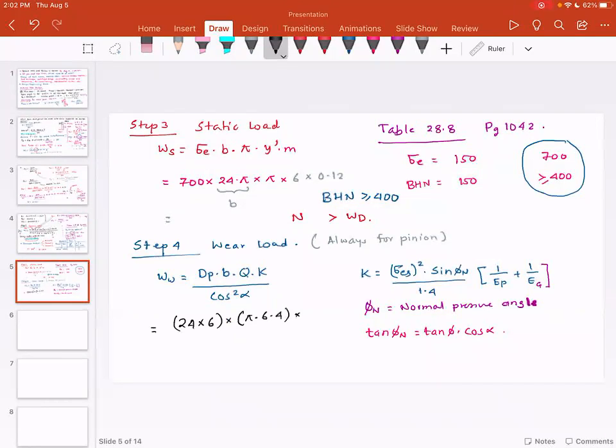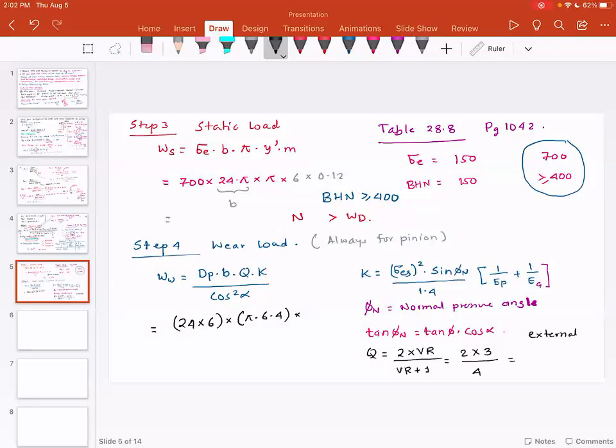Now the Q value, Q is the ratio factor, and depending upon whether we are using internal gear or external gear, the ratio factor changes. Since we are using external gears, ratio factor is given as 2 times VR, which is the velocity ratio, divided by VR plus 1. So 2 times VR, the velocity ratio is 3. 3 plus 1 is 4. So you get this value of Q.